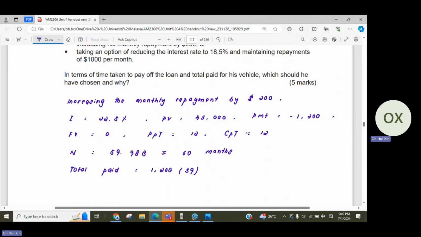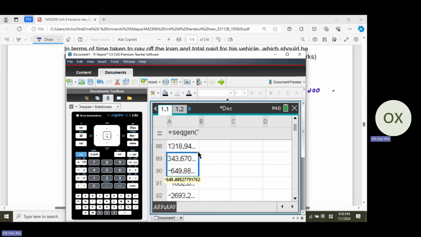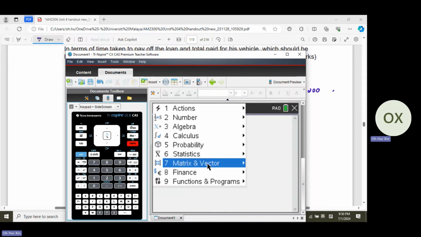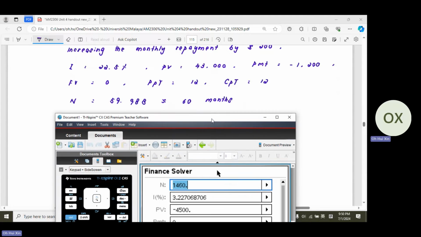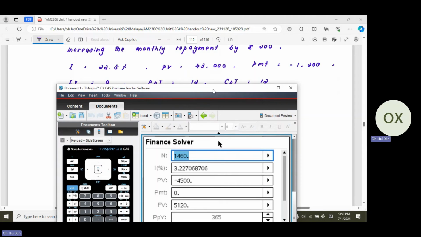For this question, it's not compulsory to show the entire part of how you get your final payment. The reason is that it's just a 5 marks question, so you should be able to guess that time taken and total paid for each scenario will make up 2 marks and 2 marks. Then your final decision and your why will give you the 5th mark. So for this question, knowing how to find your final repayment directly from your finance solver is important.